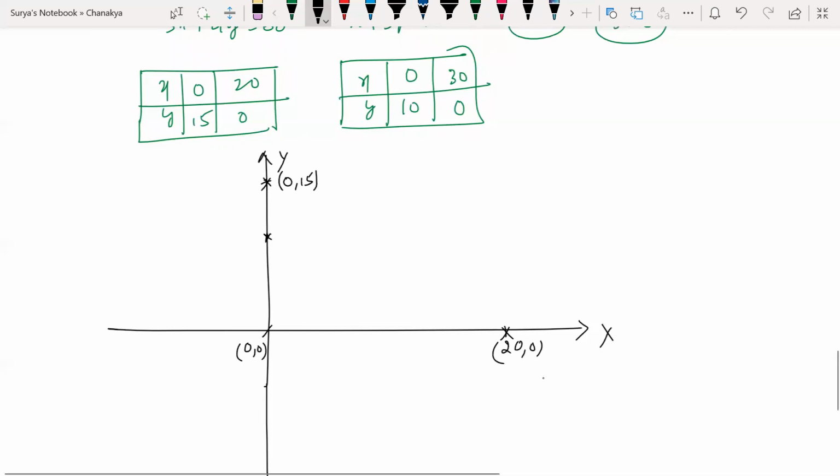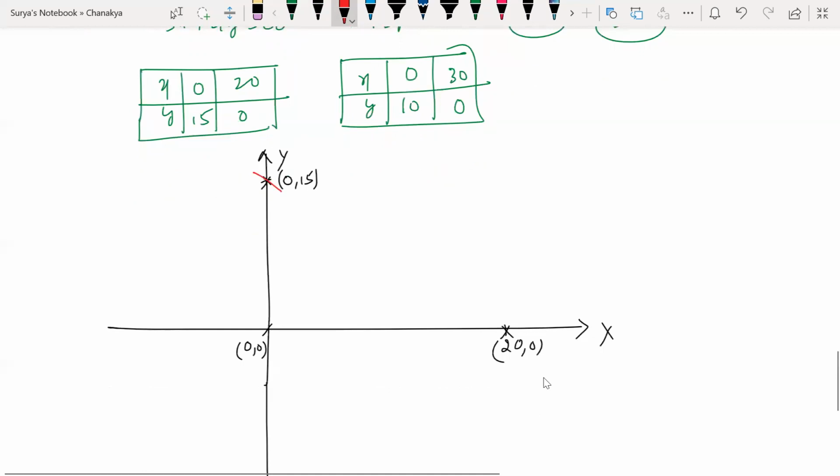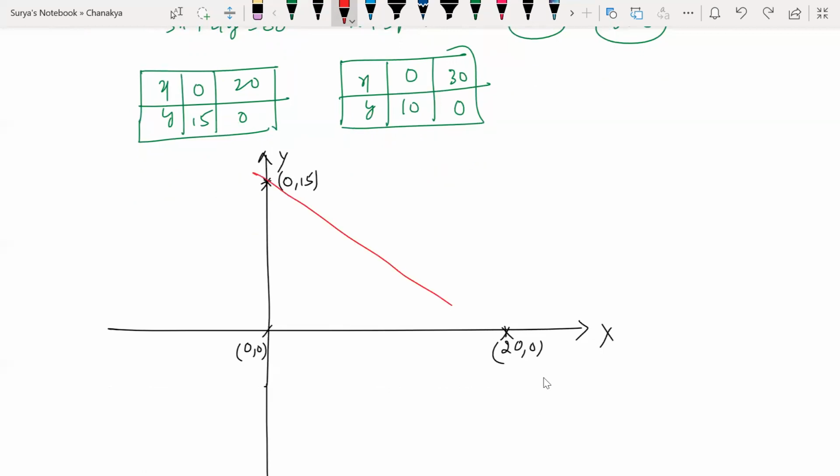First of all, guys, as soon as you finish plotting the coordinates, try to draw the line. So thick line or dotted line? Thick line only. Why? Because we have greater than or equal to 0. Thick line. Very good. So 0 comma 10 would be somewhere here. Next, 30 comma 0 would be somewhere here.